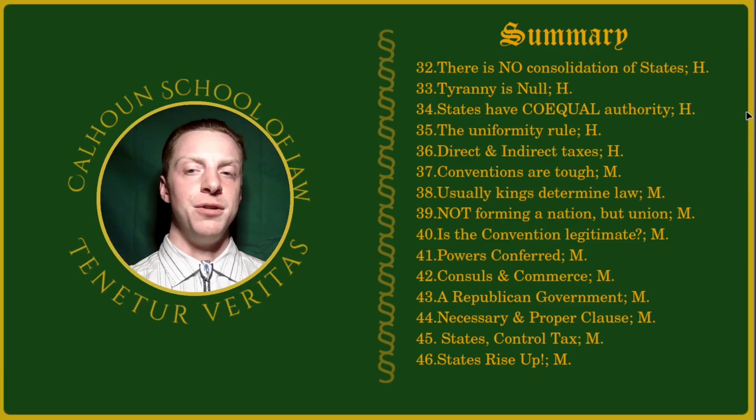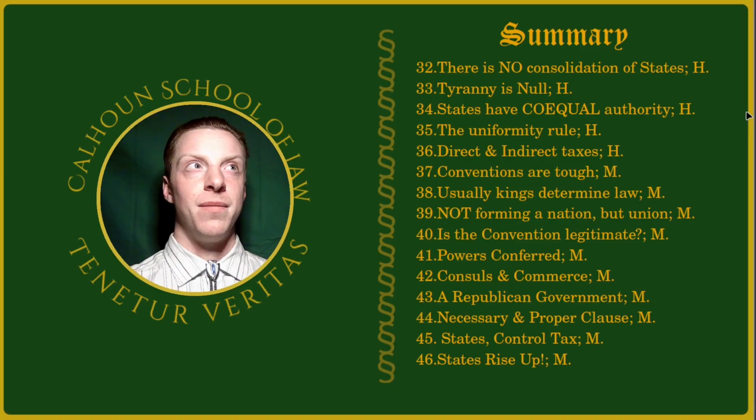Number 36, direct and indirect taxes from Hamilton. So direct taxes, something that the federal government can actually levy on imposts, exposts, and excises. It is exposts, if I remember correctly. Don't quote me on that. It's in Article 1, Section 8. Or maybe it is not Section 8. Well, it escapes me for now.